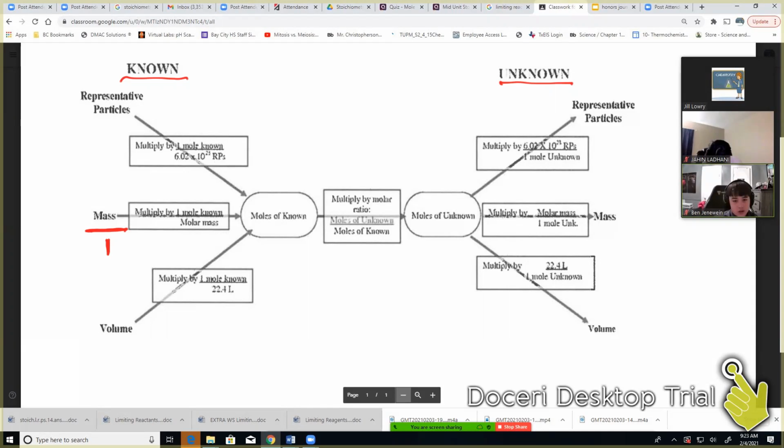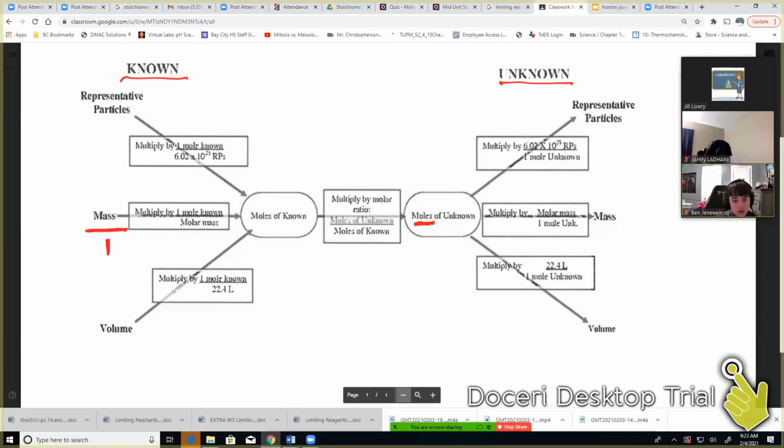So my next step I would set up is that I would multiply by my molar ratio, and it tells you you're going to use your moles of your unknown over the moles of your known. If I stop right there, that would give me the moles of my unknown. So that's where I would stop for a gram to mole problem. And then if we needed to do a gram to gram, then I would take my last step, which is the molar mass of my unknown over 1. And that would give me the mass of my unknown.